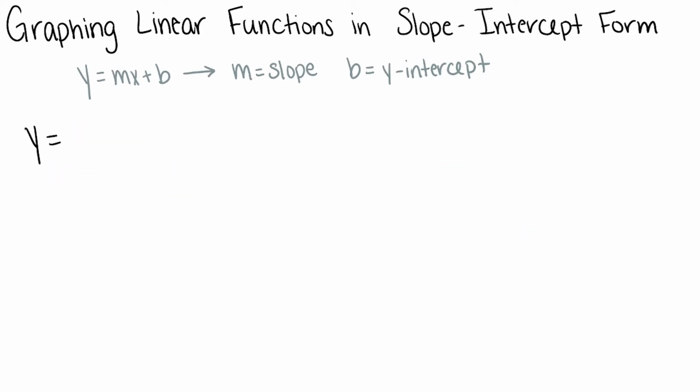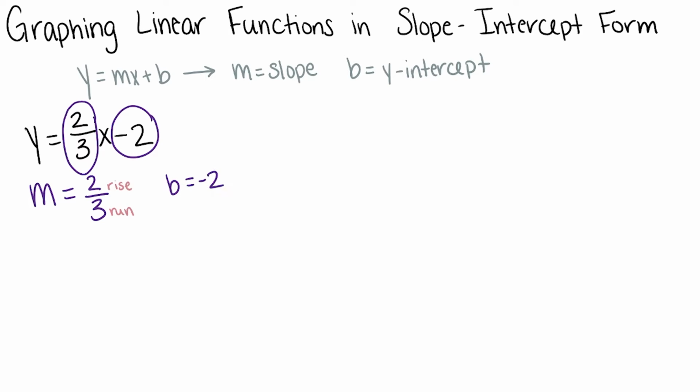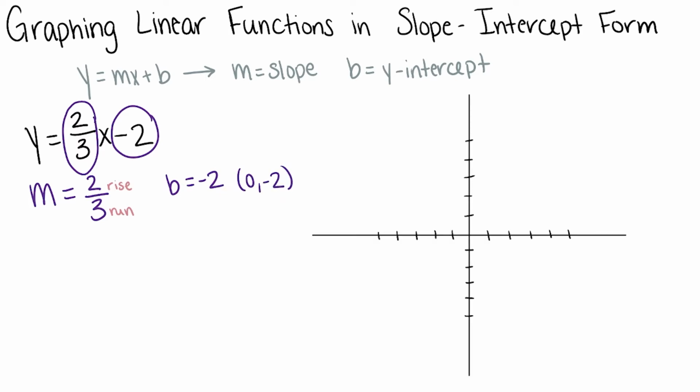Next, we have y equals 2/3 x minus 2. Again, our m, or our slope, is going to be attached to our x. So our slope in this case is 2/3, and that represents your rise over run. Then negative 2 is our b, or our y-intercept. So we have our point at (0, -2). Let's plot (0, -2), and use our slope to find 2 more points. We can rise 2 and run 3, and then rise negative 2 and run negative 3. Here's what this line looks like.